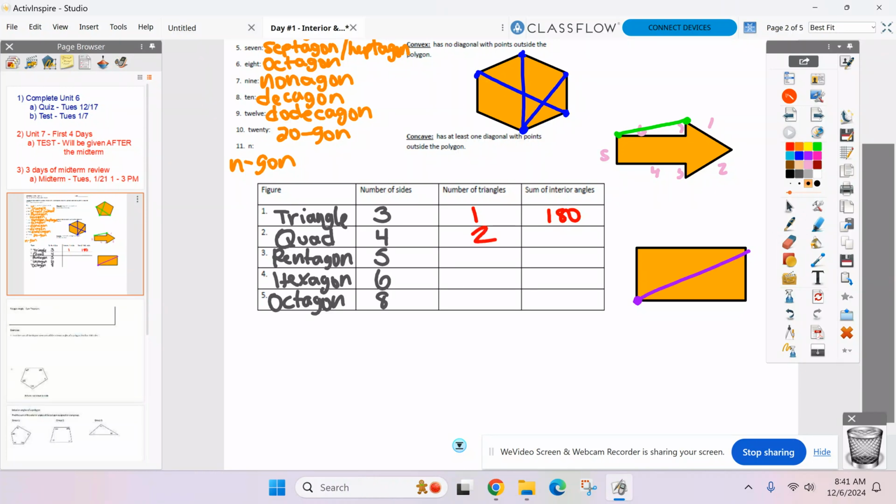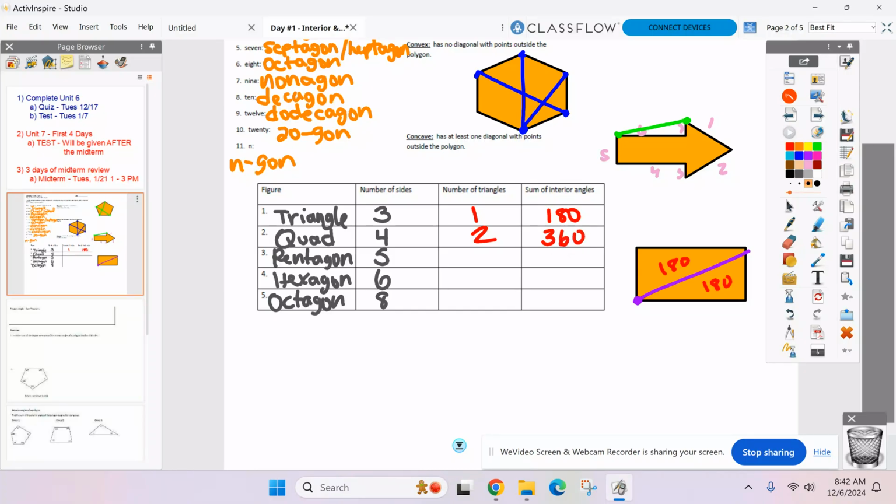2. Each triangle has how many degrees? 180, 180. Add it up. Now how many degrees in every quadrilateral? You just figured it out. It's 360. Every quadrilateral is 360 degrees.